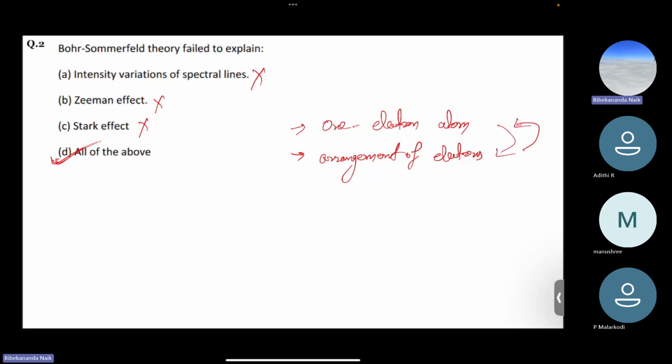A few things can only be explained in terms of other quantum numbers, like the magnetic quantum number, spin magnetic quantum number, orbital magnetic quantum number. So these are a few things that were not explained by Bohr and Sommerfeld's theory.